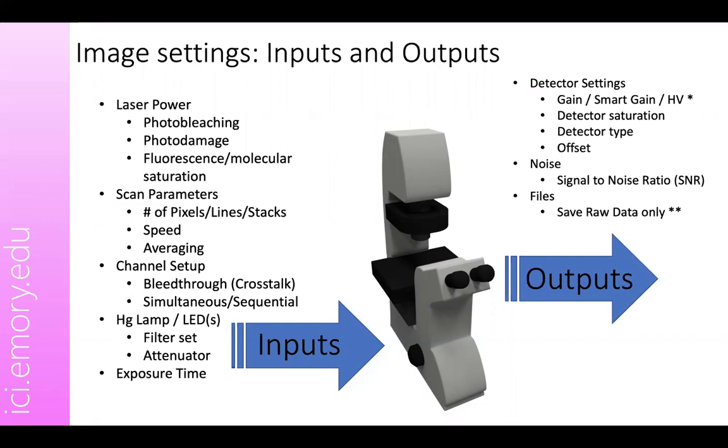A few other things: signal to noise ratio, right? Everything is about signal to noise ratio at the end of the day, which I talked about a bit earlier. File: always save your images as raw data sets. And what do we mean by raw data set? What I mean is, if you are on Leica, save them as the Leica file, the LIF file. If you are on Nikon, save your data set as .nd2 files, right? And not just as TIFF file.